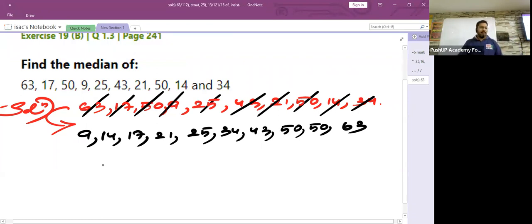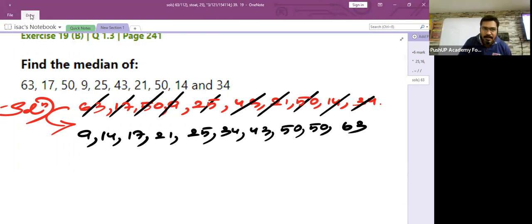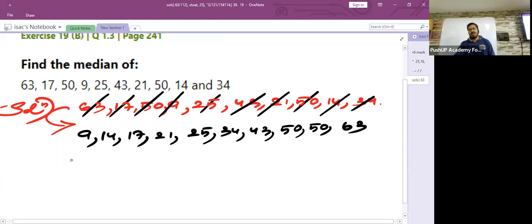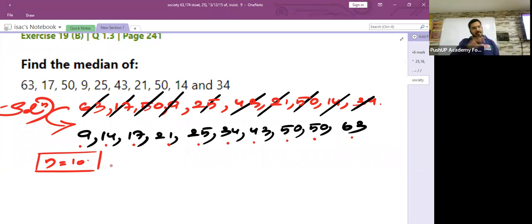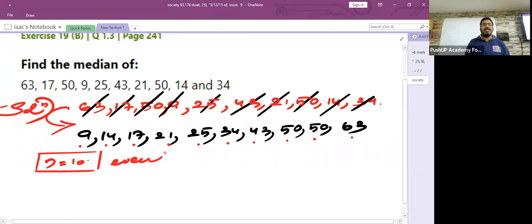Now let us find the median value. First of all, children, let us find the number of observations in this data. 1, 2, 3, 4, 5, 6, 7, 8, 9, 10. All right. So n is equal to what? 10. Isn't it? Children, we didn't learn how to find the median value when the number of observations is even. The previous two sums were based on n being an odd number. First time you are dealing with n, which is an even number.